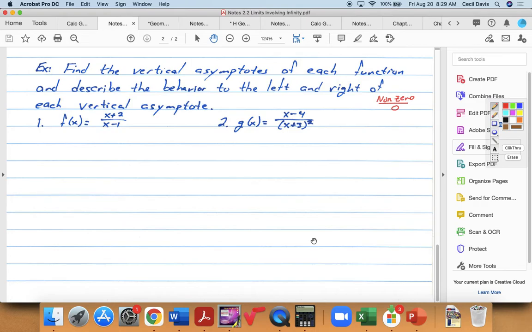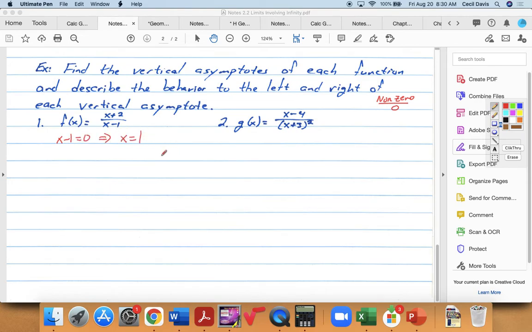All right. So let's look at this first one. What value of x is going to make my denominator 0 but not make my numerator 0? 1. So I want x minus 1 to be equal to 0, which means that x is equal to 1. So that is my vertical asymptote. And a vertical asymptote is always an equation. If you just put 1 for your answer on that, I'm going to be like, what about it? So x equals 1.